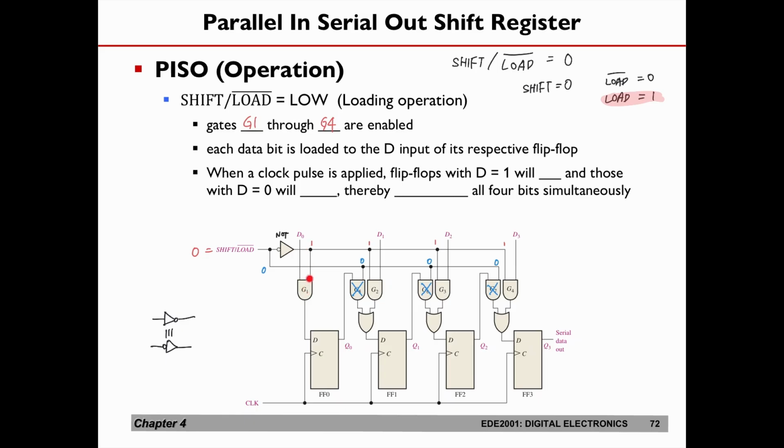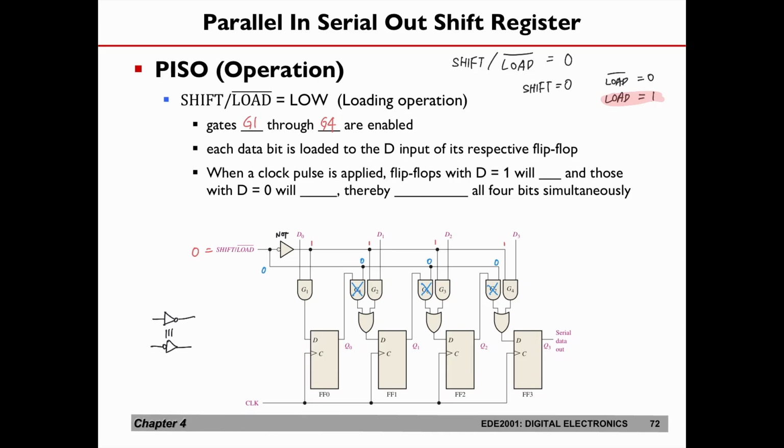Because one of the inputs is a 1, what will the output be here? If one of the inputs is a 1, then the output of this AND gate will just depend on what the other signal is going to be. Because for each of these AND gates, one of the inputs is a 1, so the output of each of these AND gates will just depend on what D0 is.